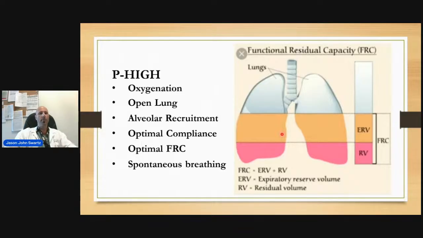And because APRV could be used passively in somebody who's not breathing at all spontaneously, but it is also a mode that encourages early spontaneous breathing on that P high level, you want to increase your functional residual capacity with this P high, improving oxygenation. It's an open lung approach.